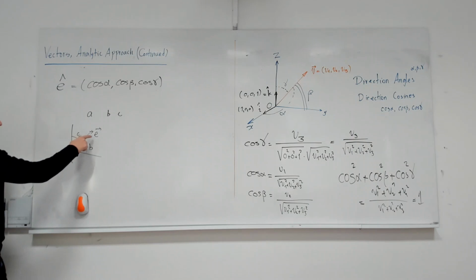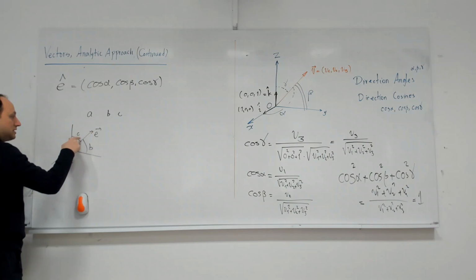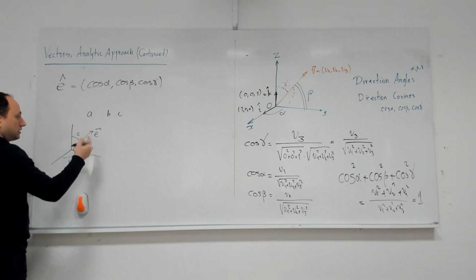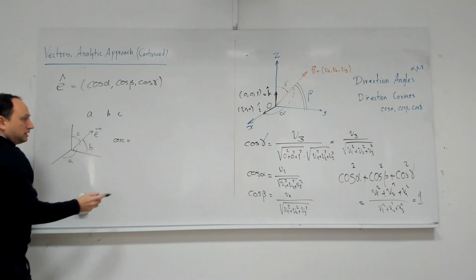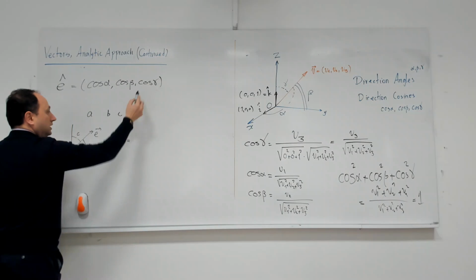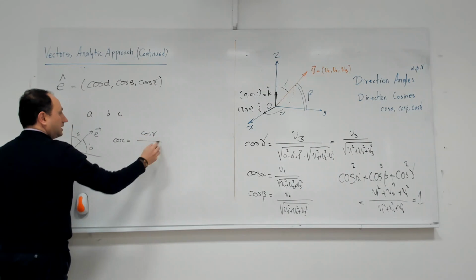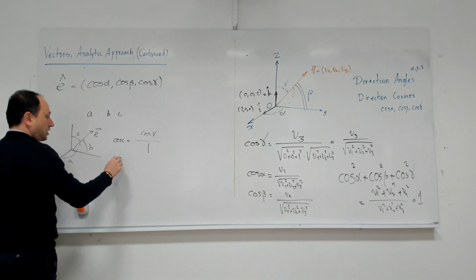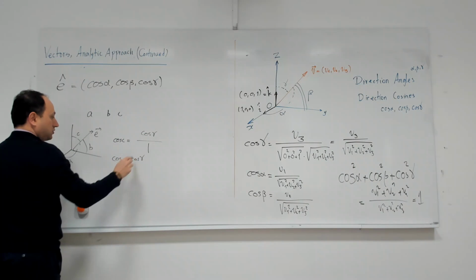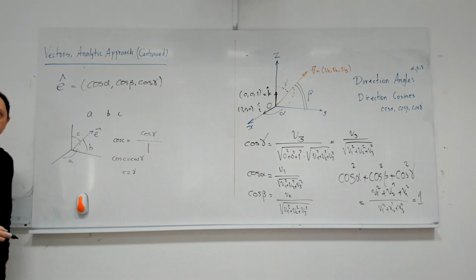Now I ask you, what is the direction cosine of this angle? If I ask you to find the cosine of C, what do you do? You take the third component and divide it by the length of the vector, which is 1. So cosine of C is cosine of gamma. So C is gamma. Yes, you are right.